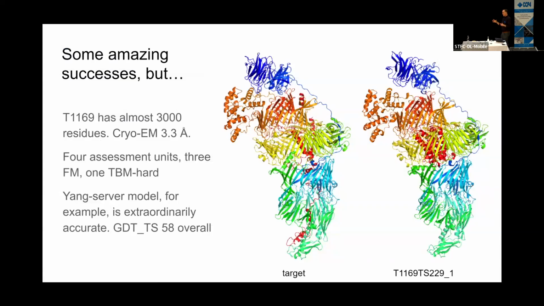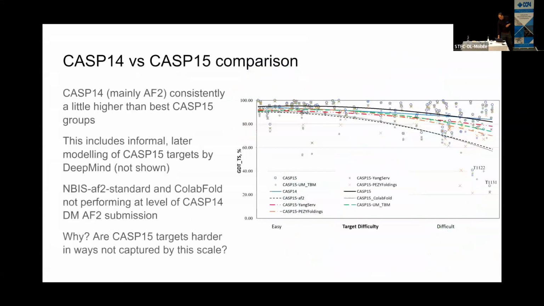But it's really important, I think, to pause and just boggle at some of the amazing models that were produced. So this is a huge protein, this is a single chain, larger than most single chains in the PDB, mainly structurally novel, mainly free modeling, and yet this group here produced a model which is just spectacular. I mean, mind-blowing.